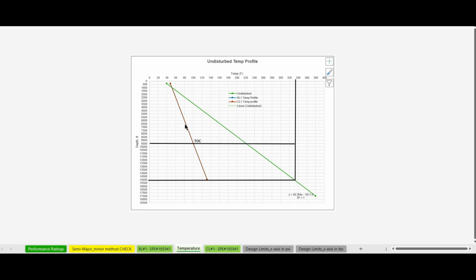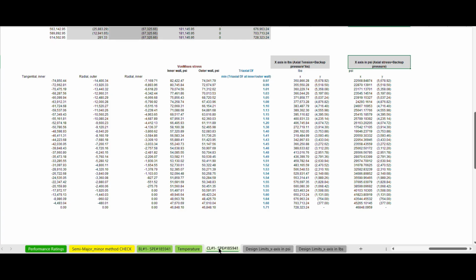In this tab, I plotted the undisturbed profile and the burst load temperature profile that was given in the load case. As you can see, there's a bit of cooling here, which results in a high tension, so that the tension is superimposed onto the initial conditions.